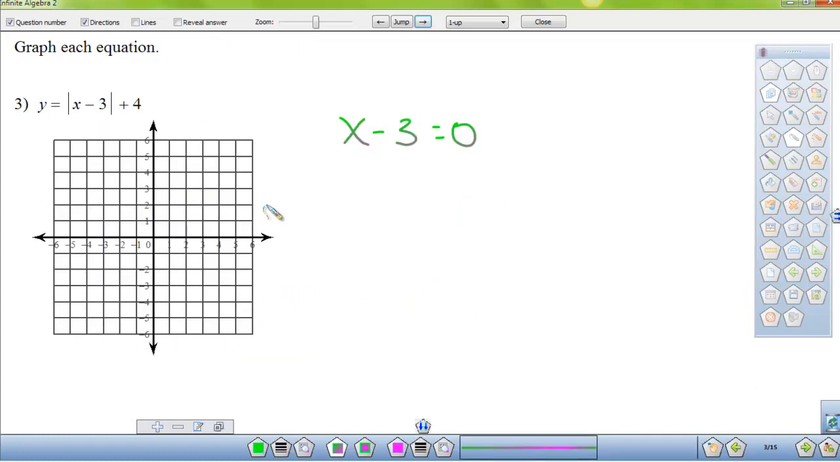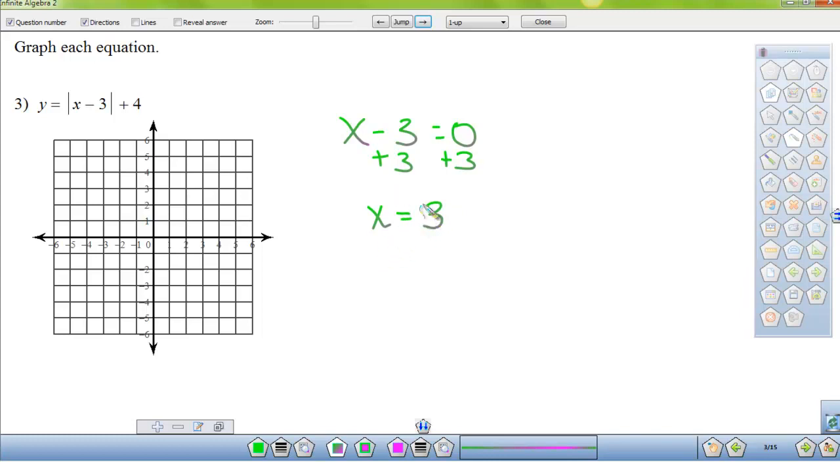Let's move on to 3. Oh, great, an absolute value graph. This time, again, we want to remember that an absolute value graph takes on the shape of a V. First thing you need to do is find the vertex. And you can do that by setting the absolute value part equal to 0 and solving. So I'm going to add 3 to both sides. And I get x is equal to 3. And that gives me the x coordinate of my graph.